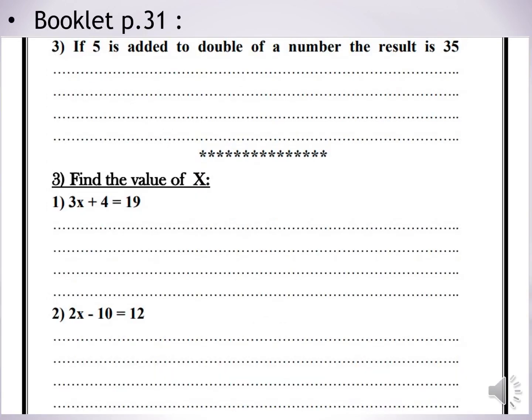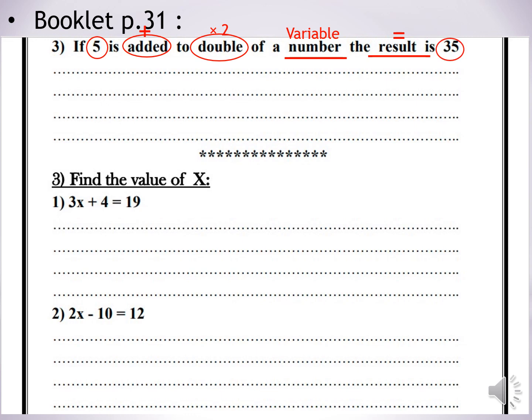Your booklet page 31. Number 3. If 5 is added to a double of a number, the result is 35. Let's read it step by step. If 5, this is my number, added, this is a keyword for plus. We said before that double means times 2. Number, this is my variable, any letter, you can write any letter. The result means equals 35. This is my final answer.